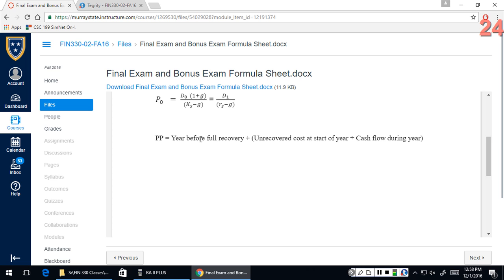The way it'll work is you will take your regular final, finish it, and turn it in. I will hand you a second test, your bonus test. It'll have 15 questions on it. You will then take it, turn it in, and you are finished with Finance 330. So pretty straightforward, pretty simple.